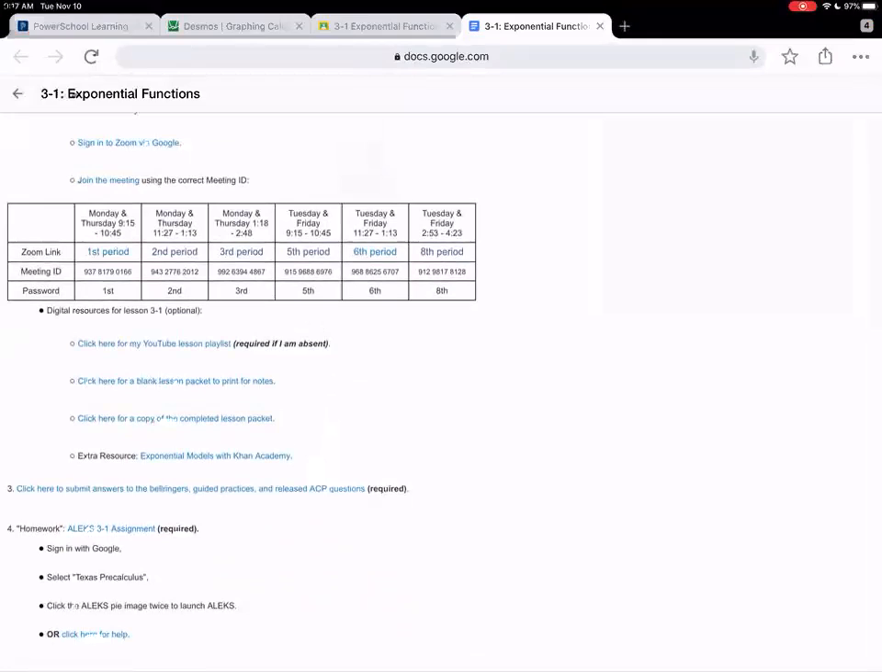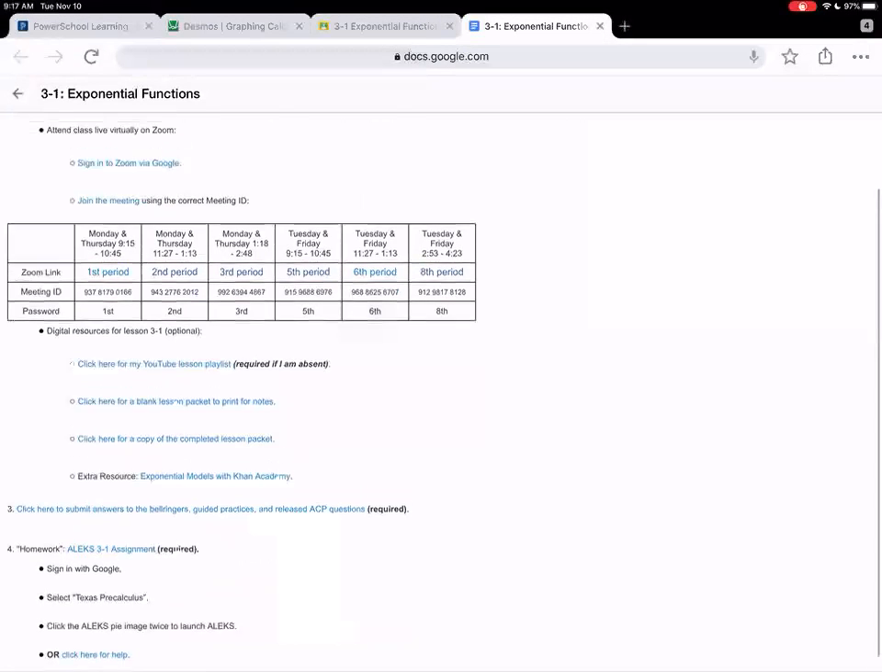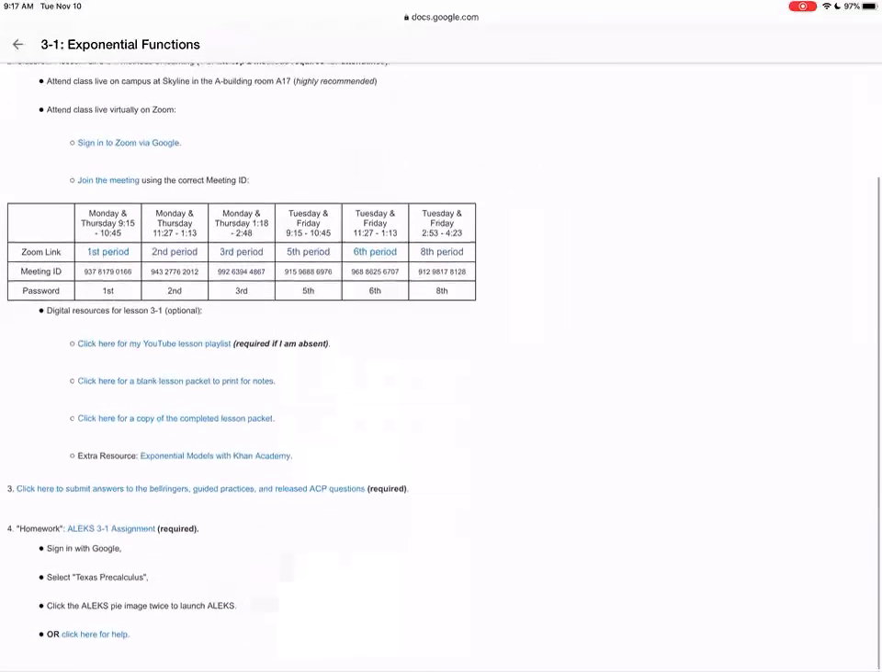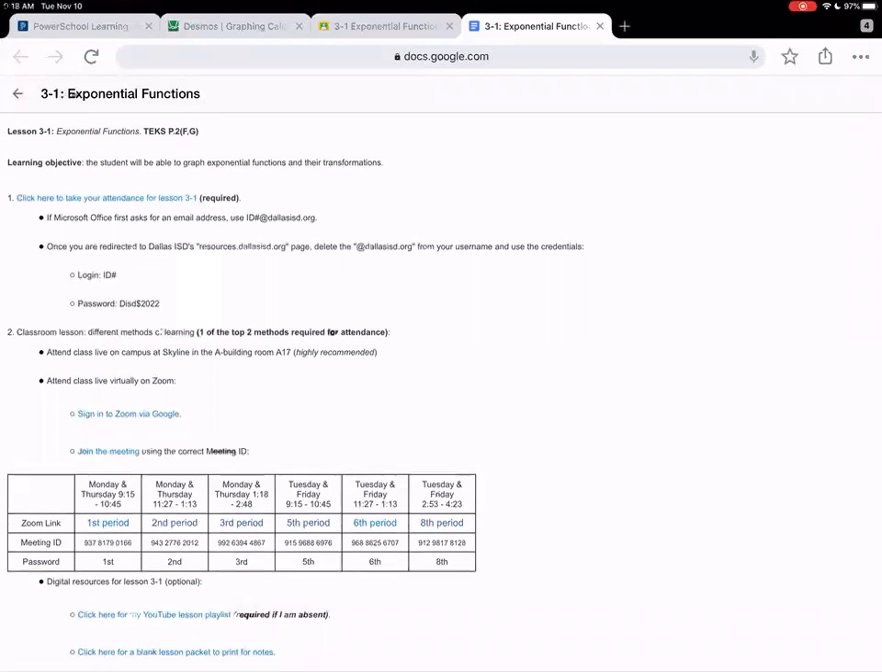And also there's the digital resources. I noticed that YouTube playlist. We're going to use that today in a little bit down below that table. The thing that's required for you to do today, also for your attendance, is not only to fill out this attendance link, DISD requires that you submit some type of assignment, so number 3, the lesson exam, or the Bellringer's Guided Practice Released ACP questions, we're going to turn that in as well today. Your homework will be due next Thursday. So there's the view from Google Classroom.